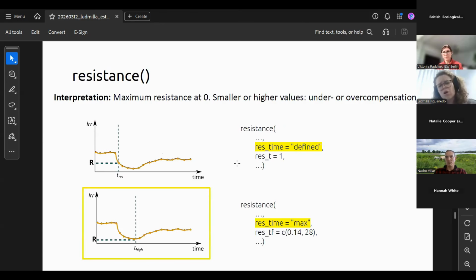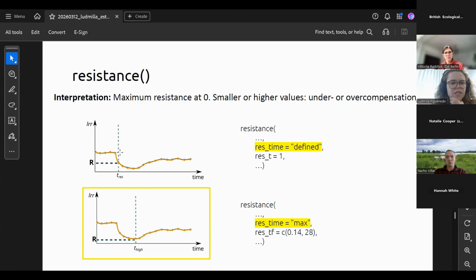I'm going to go through all the functional metrics, so to say, present them, and then we do a bit of a recap of how they look for our data, right? I'm going to show you what the function basically looks like. So resistance is the second functional metric we have.